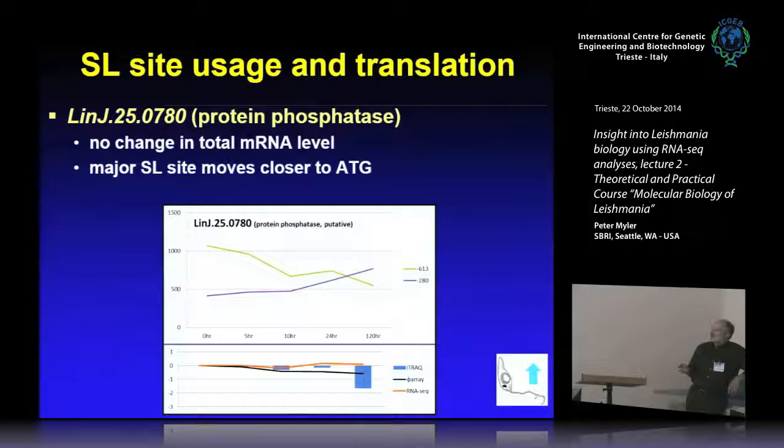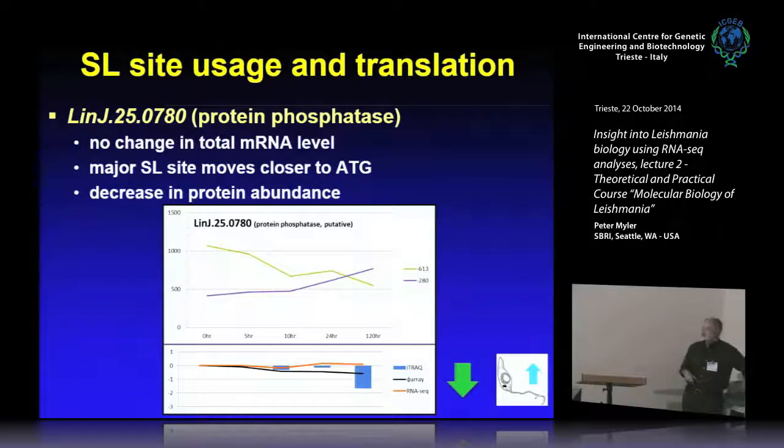And so what happens to the protein levels? Well, you get a decrease in the protein level. So apparently, by moving the splice leader site in closer, you get less protein being made. It's just a correlation, but I think that would probably indicate that what's happening is that there may very well be regulatory elements in this region here that are needed to get more efficient translation of that particular gene, right?